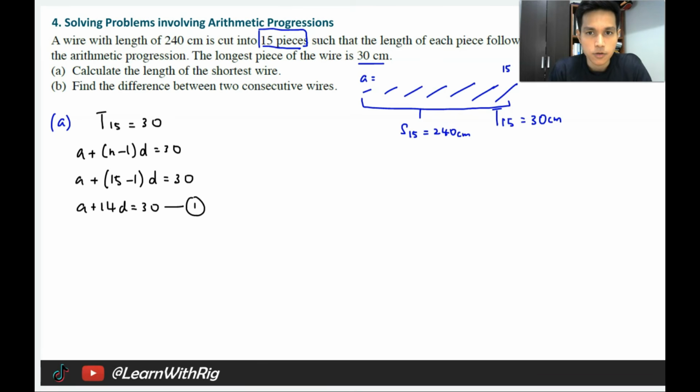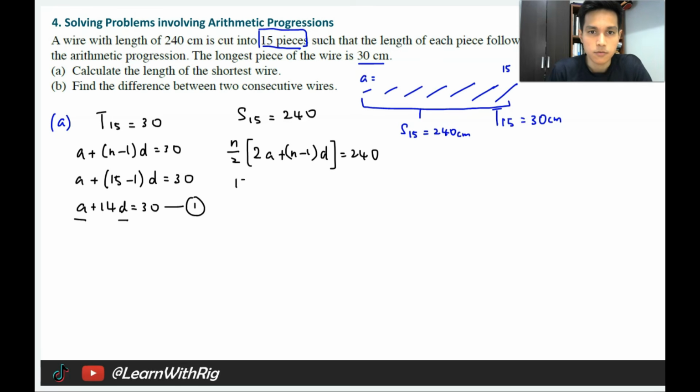Second equation, we'll use your S15, which equals 240. Now guys, you can't use the formula n over 2 times (a plus L). You cannot use this. Why? Because if you're using simultaneous equations, here you have a and d values, and this formula only has a. You cannot use this because you don't have the d value. If you want to use simultaneous equations, you must have the two variables that you are looking for, so you must have the same variables in both equations. So in this case, you have to use n over 2 times (2a plus (n minus 1)d) equals 240.